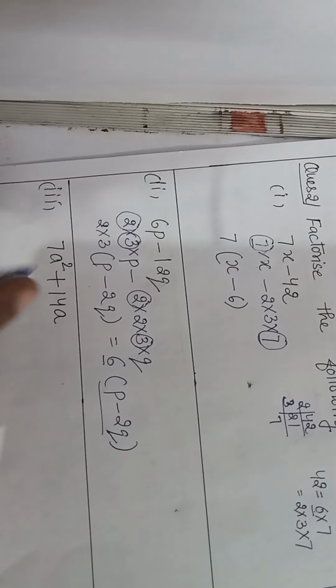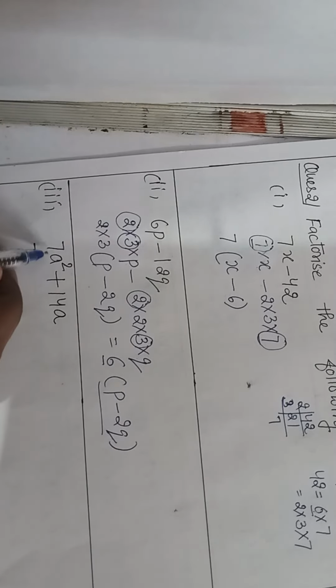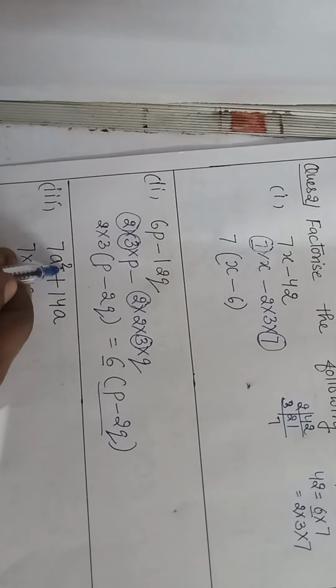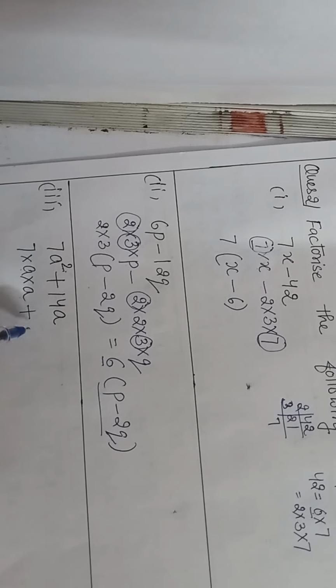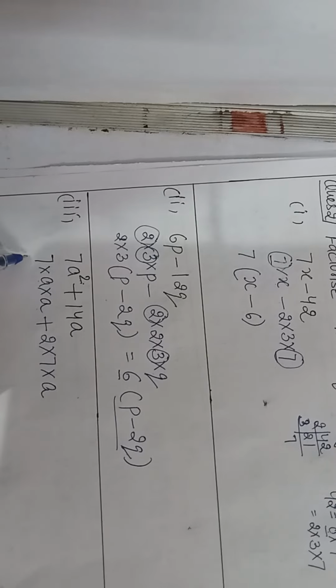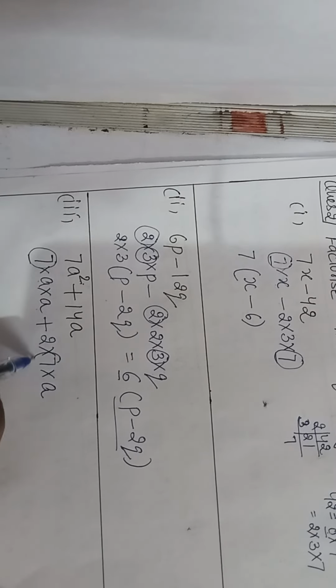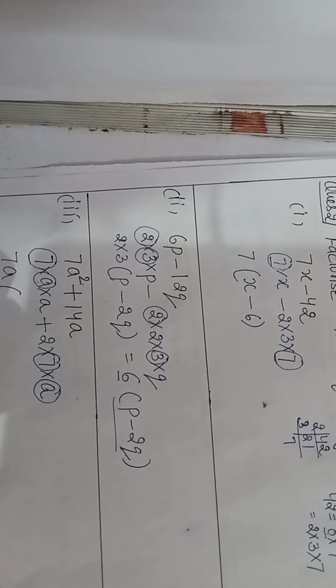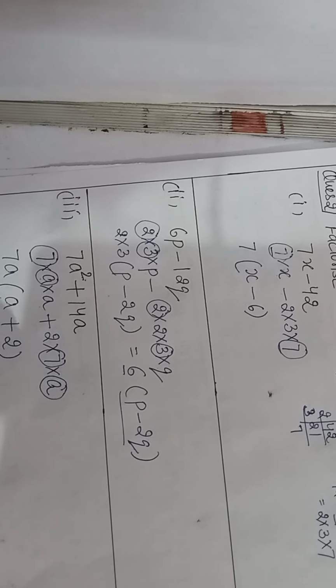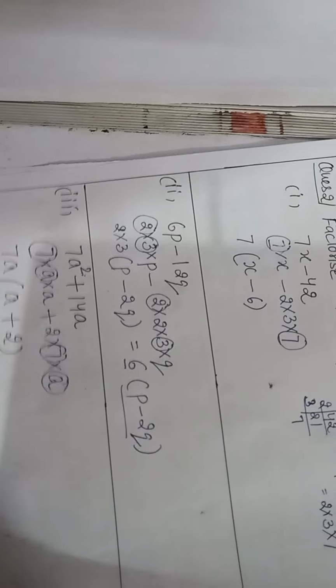Now we come to the next question. Here 7a square. A square means we can write a into a. Whatever the power is, that many times you have to write that number. If the power is 2, you will write it 2 times. Similarly for 14, 2 into 7 into a. Now we will see the common. Yes, 7 is common. And what else is here? Yes, a is also common. So 7a we have taken common. What is left here? a plus 2. So these two are factors of this expression.